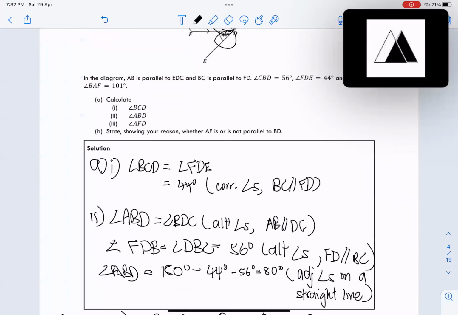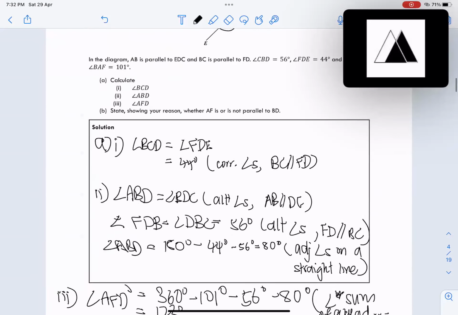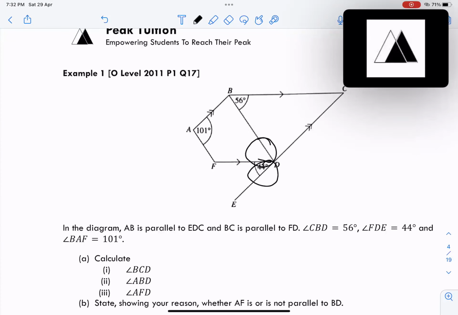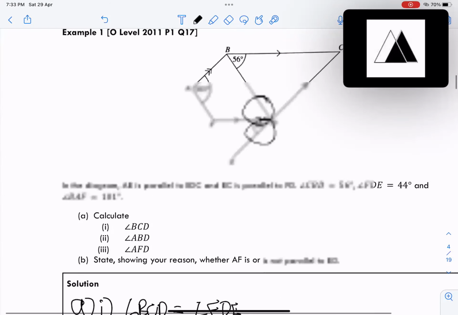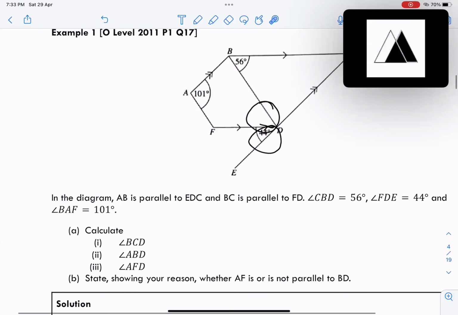Okay, then after that, you just need to do the last one. State, showing your reason, whether AF is parallel to BD. So if you want to find whether two lines are parallel, you have to use the reasoning. It's either they have alternate angles, corresponding angles, or interior angles. Okay, so over here we are using interior angles. If AF is parallel to BD, right, then their interior angles should add up to 180 degrees. It should be supplementary.